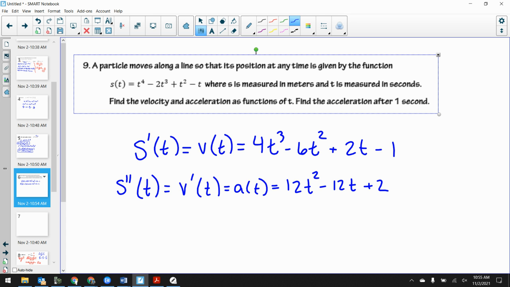And then it says find the acceleration after 1 second. So it'd be 12 minus 12 plus 2, so 2 meters. So we say meters? Meters per second squared. Plug in 1 for acceleration.